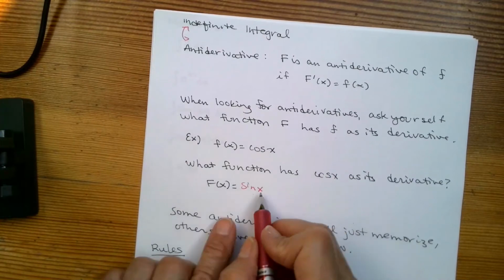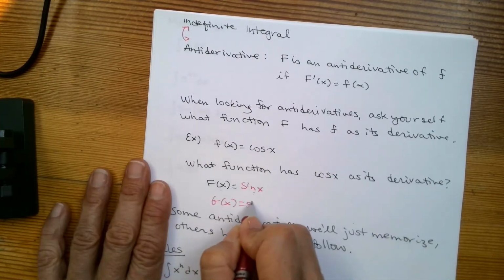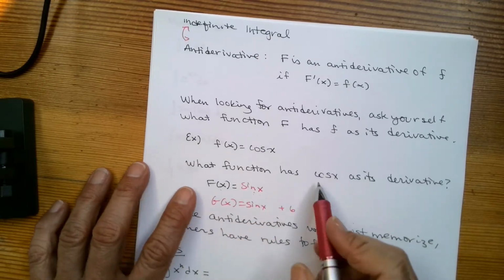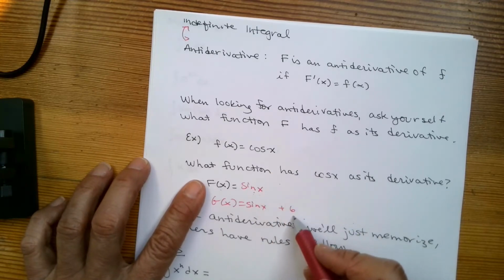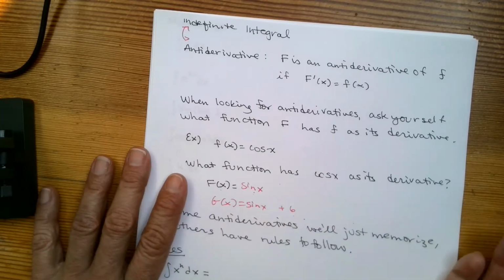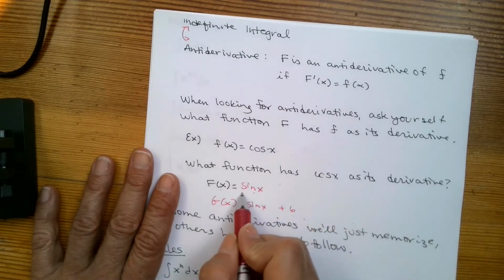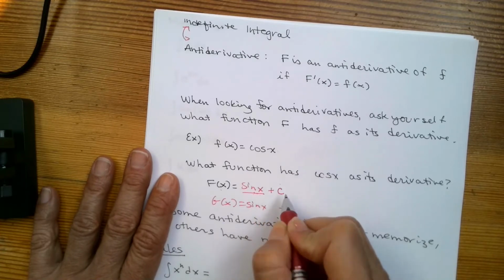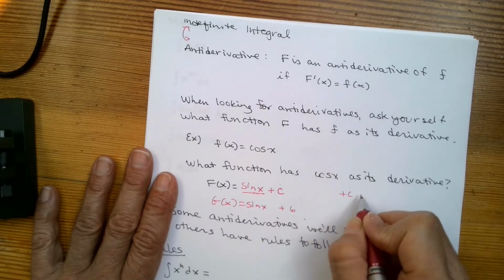Now, when you do indefinite integrals, these antiderivatives, this function F of x is sine of x. But sine of x plus 6 also has cosine x as its derivative, because the derivative of the constant is 0. The big part is that it has sine x, and then plus an arbitrary constant. So this plus c is the arbitrary constant.